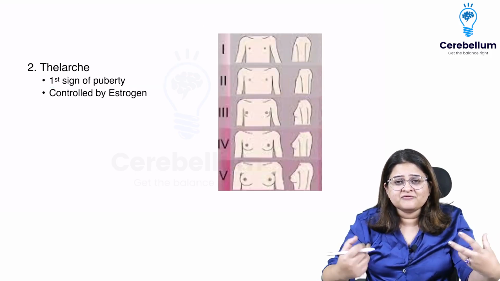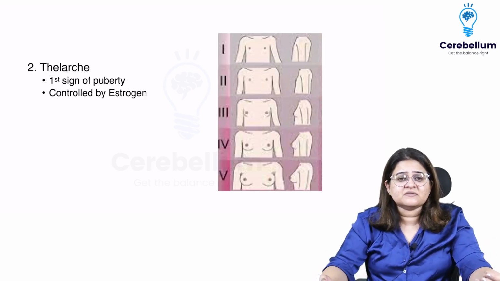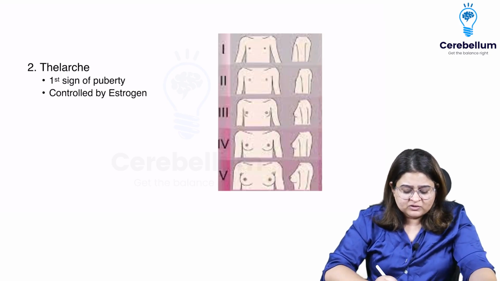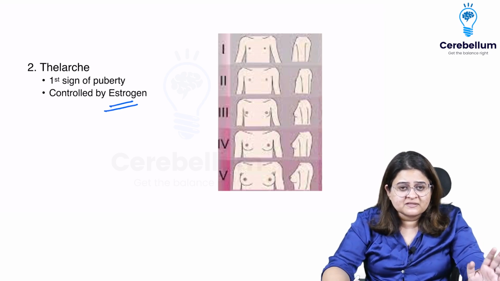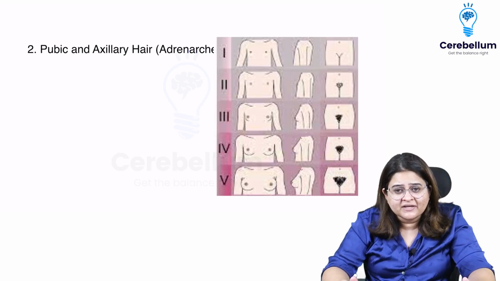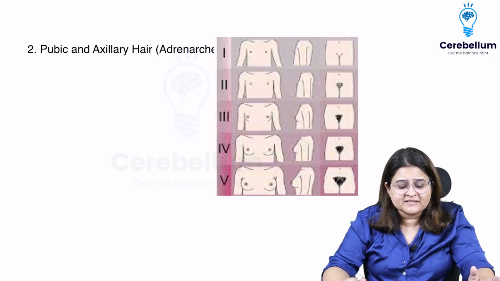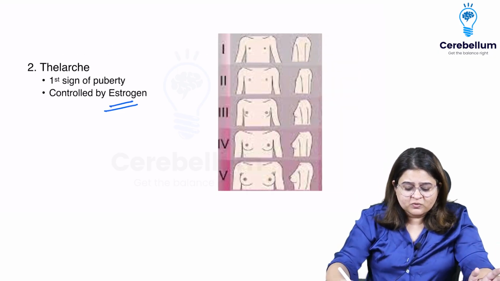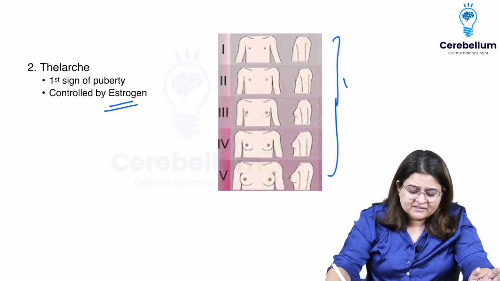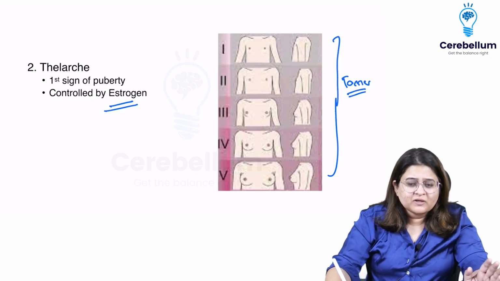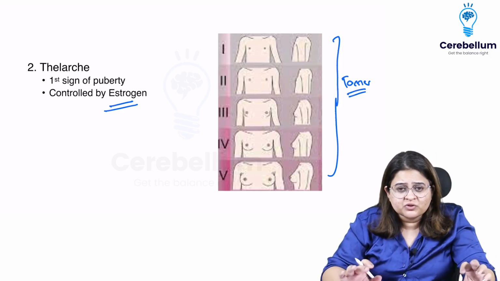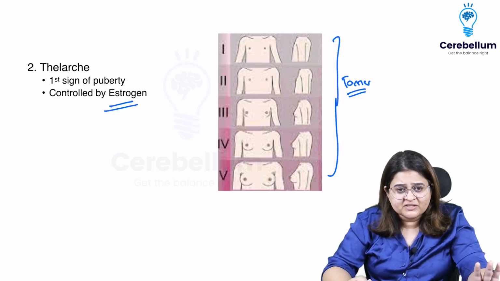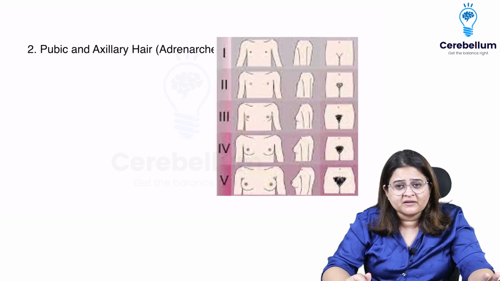But if you're asked the first sign of puberty, the answer is breast development, that is thelarche, and that is controlled by estrogen. First sign of puberty: thelarche, followed by adrenarche, which is pubic and axillary hair. These are the Tanner stagings. What you're seeing in the diagram are the Tanner stages. You don't have to know what is Tanner stage 3 or stage 2, it's never been asked, but you should know that there are 5 stages in thelarche and 5 in pubic hair and adrenarche.